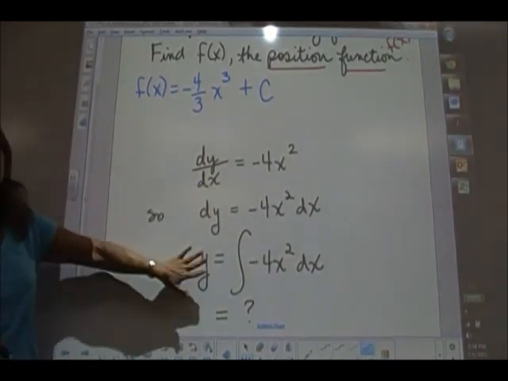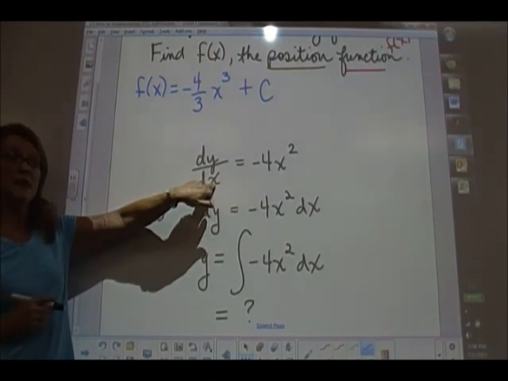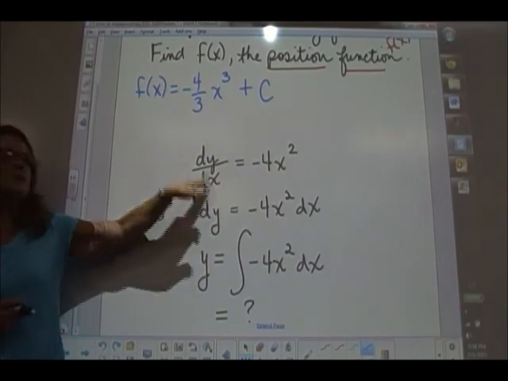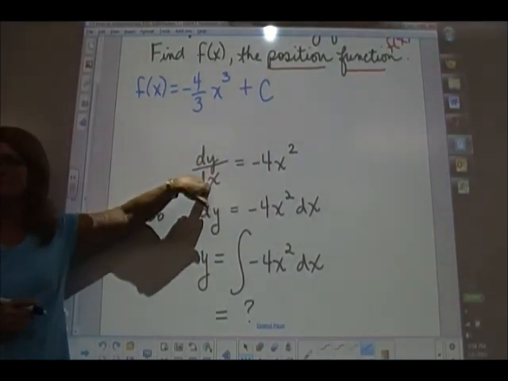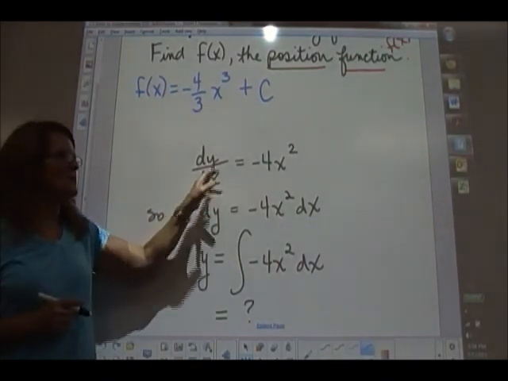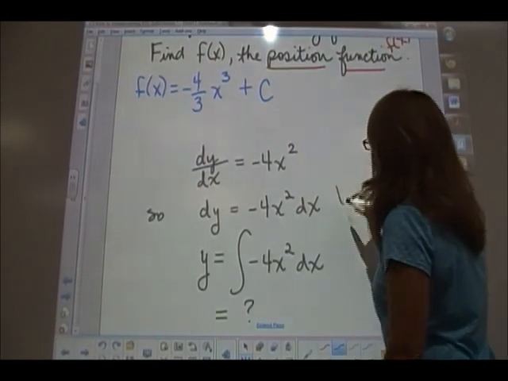Let me make sure you understand what we've done here. I gave you the derivative. I gave you f prime. And in calculus notation, that's dy dx, right? Now, if I multiply both sides by dx, this is called a differential equation.